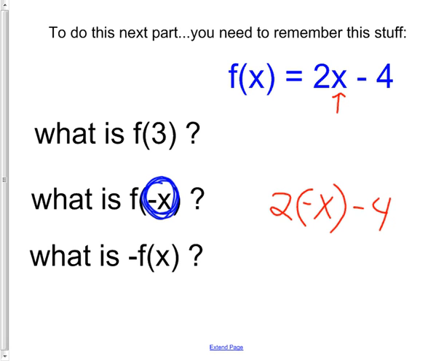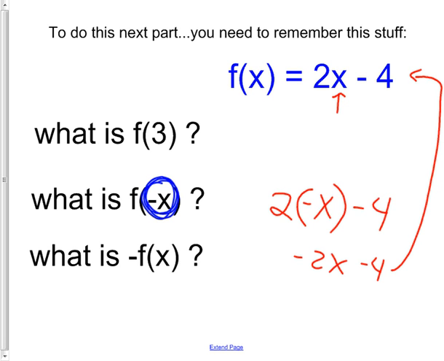So what is f of negative x? You drop in the negative x and you now multiply it all out and see what you get. What's 2 times negative x? Negative 2x minus 4. Is that the same thing it was before? Or has it changed? It's different, right?